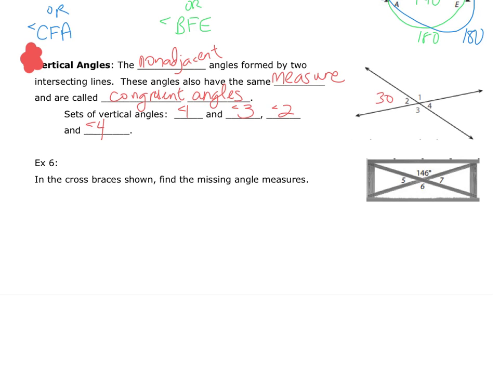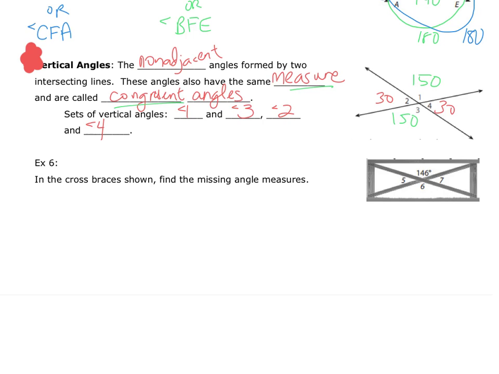So if this is 30 degrees, 4 is also 30 degrees. And then remember, if that one is 30 degrees and this is a straight angle, together these two need to add up to be 180. So this would be 150 that's left over. Same would be true on the other side because they are vertical angles, so they are congruent and they have the same measure. So in example 6, we can see how that's set up.